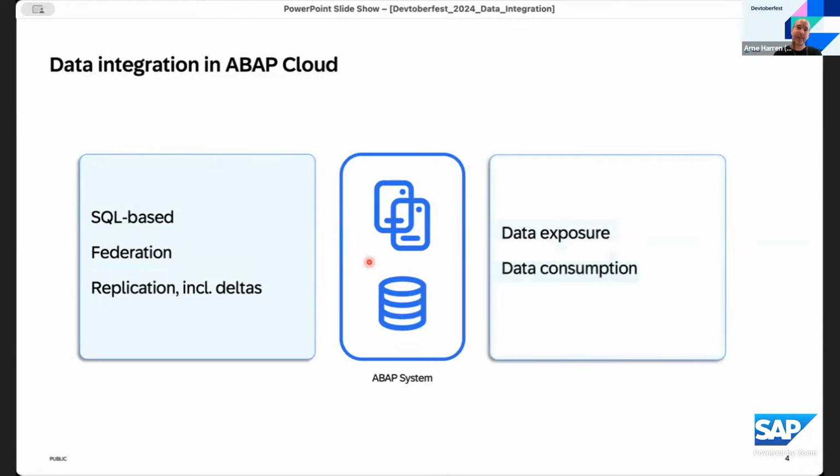Okay, on the other side, when we look at an ABAP system from our point of view, then we talk about 2 things. One is data exposure: how can we define in our ABAP system what data is exposed from the system and should be accessible from the outside. And the second aspect is the consumption side: how can we, from the ABAP system, consume data that is located somewhere else?